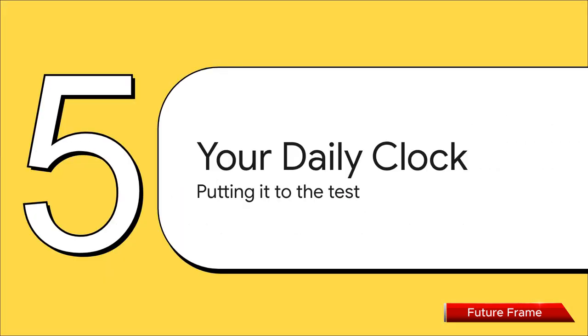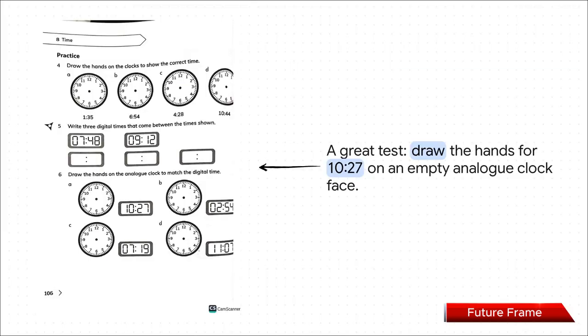Okay, now that we've got all the rules down, let's see how this actually connects to our everyday lives. Because this isn't just some math problem, is it? It's a skill you're going to use every single day. A great way to really test yourself is to take a digital time, like this one, 10:27, and try to draw the hands on a blank clock face. It really forces you to picture that translation in your mind.